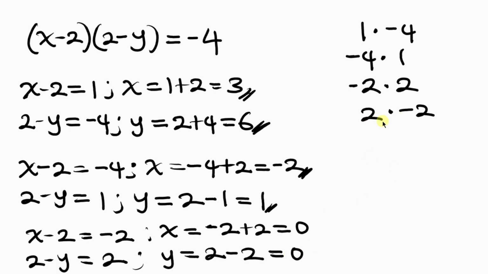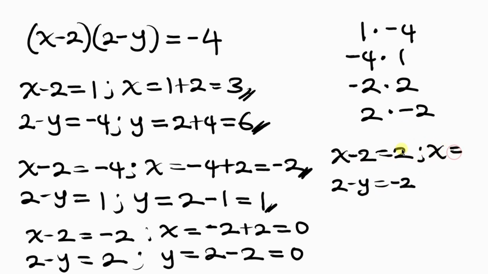Now coming to the last factors, we have x minus 2 to be equal to 2. And we have 2 minus y to be equal to negative 2. Well, for this case, x is equal to 2. When I move negative 2 to the right, it becomes plus 2, right? So 2 plus 2 becomes 4. And then for this last case, y will be equal to, now we have 2 here. When negative 2 crosses, it becomes plus 2. So 2 plus 2 is also 4.